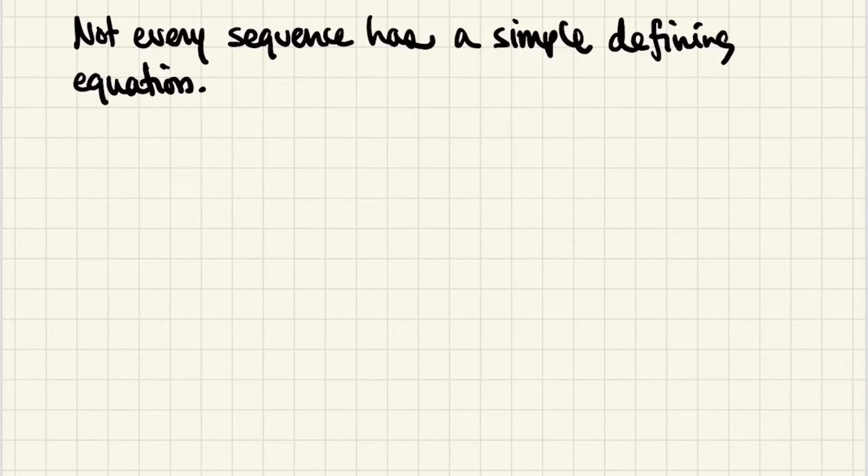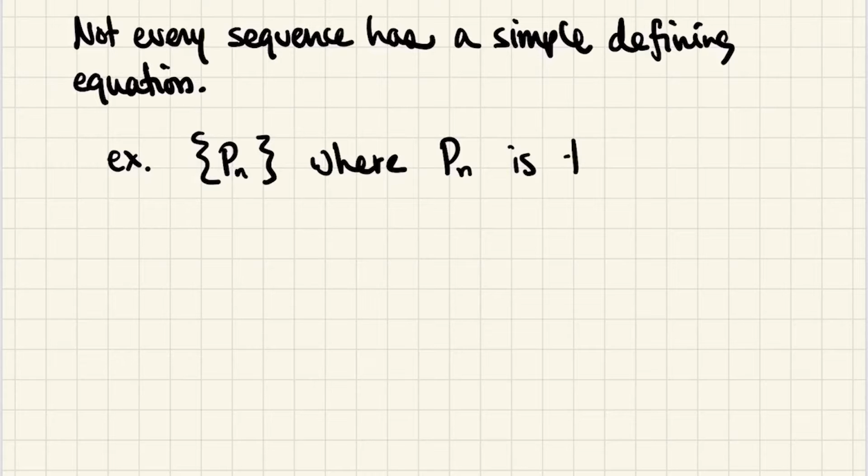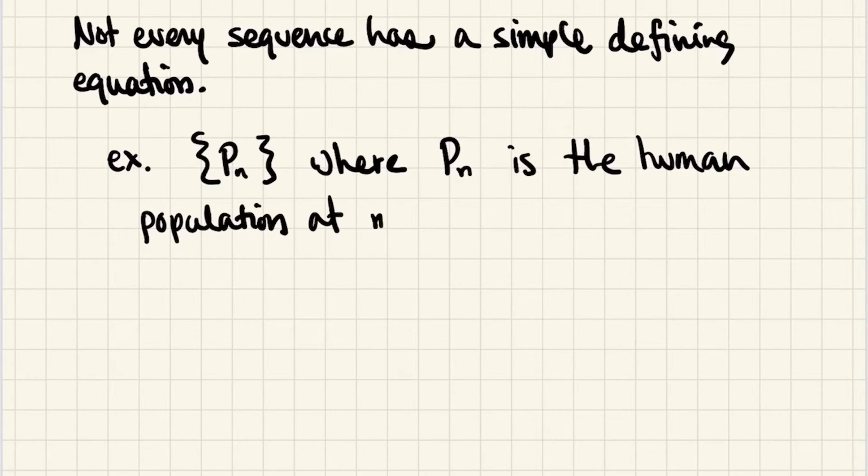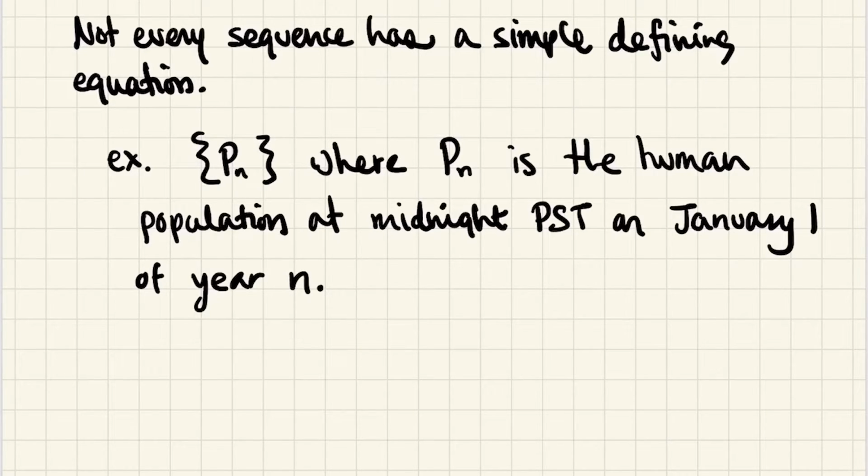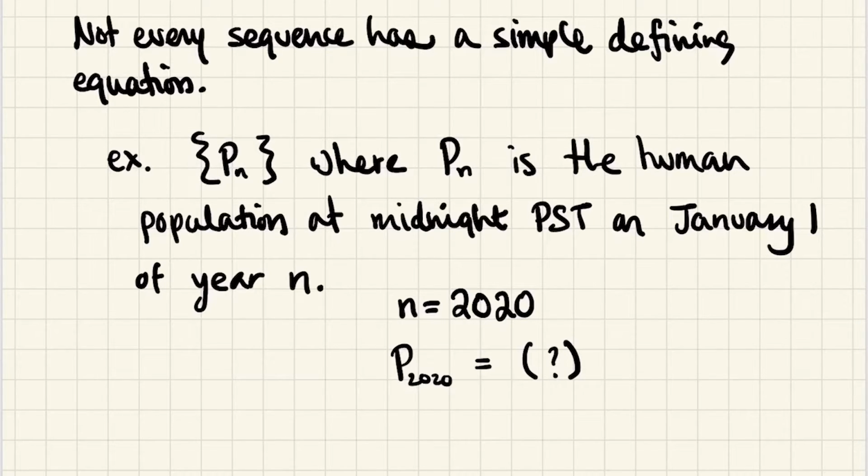So not every sequence has a simple defining equation like we've seen. So let's quickly acknowledge types of sequences that don't, but can still be well defined. For example, the sequence P sub n, where P_n is the human population at, say, midnight Pacific time on January 1st of the year n. So this is a well-defined sequence, even if we don't know the exact values of the specific terms. For instance, when n is equal to 2020, the term P_2020 is whatever exact number of people existed on January 1st, midnight Pacific time of the year 2020. Even though we don't exactly know it, it's some specific number. That's exactly the 2020th term of this sequence.